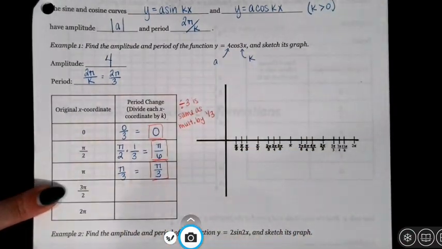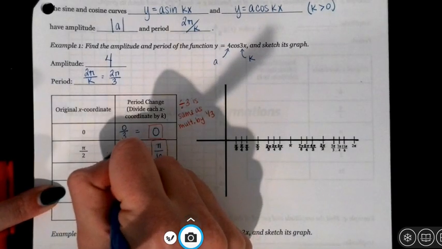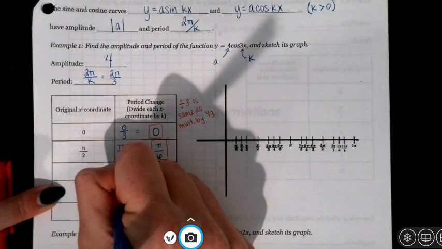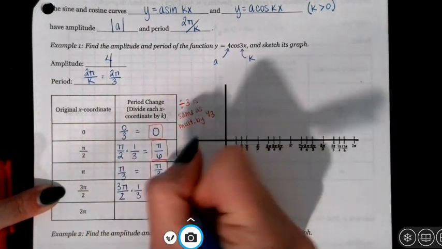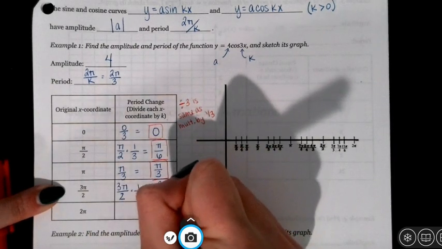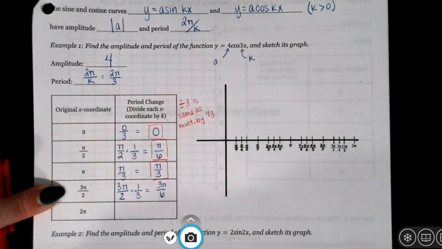Then I have 3 pi over 2. That is a fraction, so I'm going to multiply by 1/3. I multiply my numerators, and I multiply my denominators, so I get 3 pi over 6.